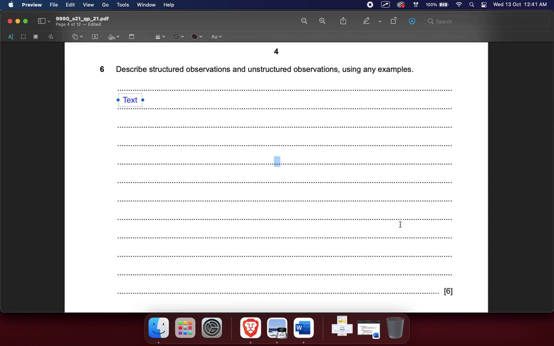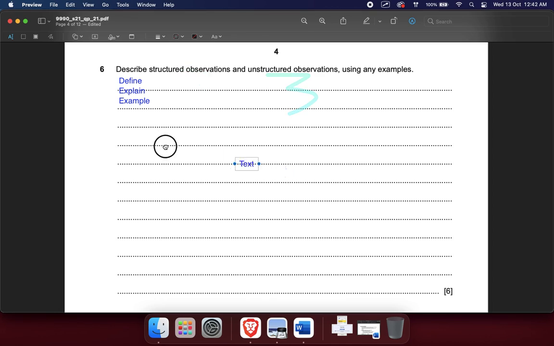6 marks. We need to find at least, if you can, well, I don't know whether you need 6 specifically distinct points, but that would be good. So first things first, when you have a describe question, you want to define what a structured and unstructured observation is. First we define, then we explain, and then we give an example. So these are the 3 points that you need from each. First, define what is structured, explain it with a bit more depth, and then give an example that's linked. And then you get 3 points for structured, 3 points for unstructured.